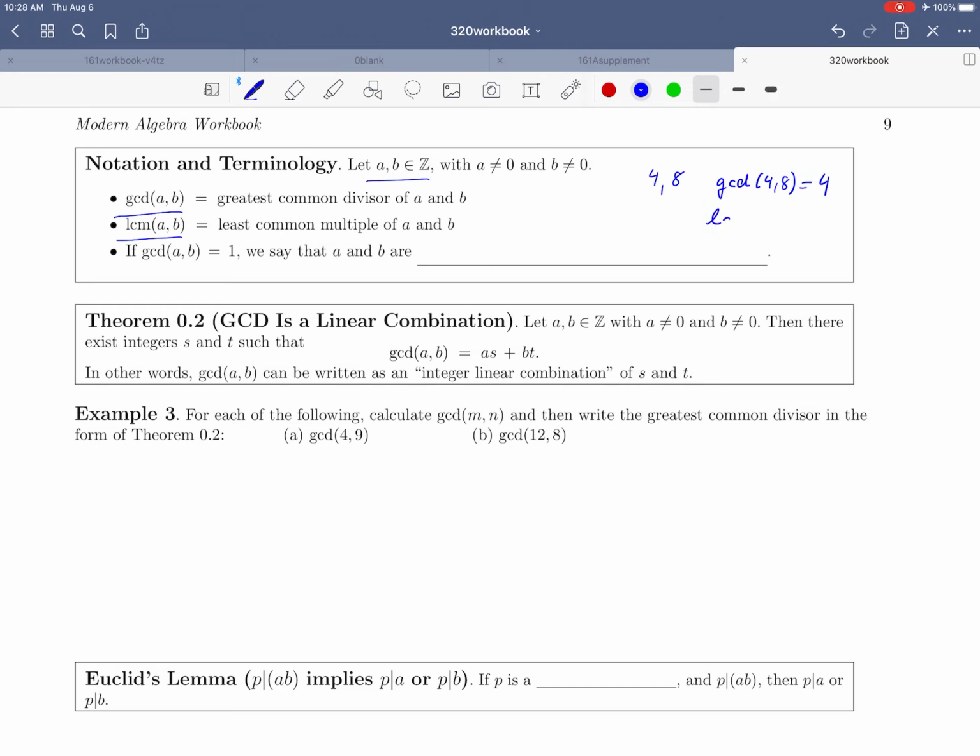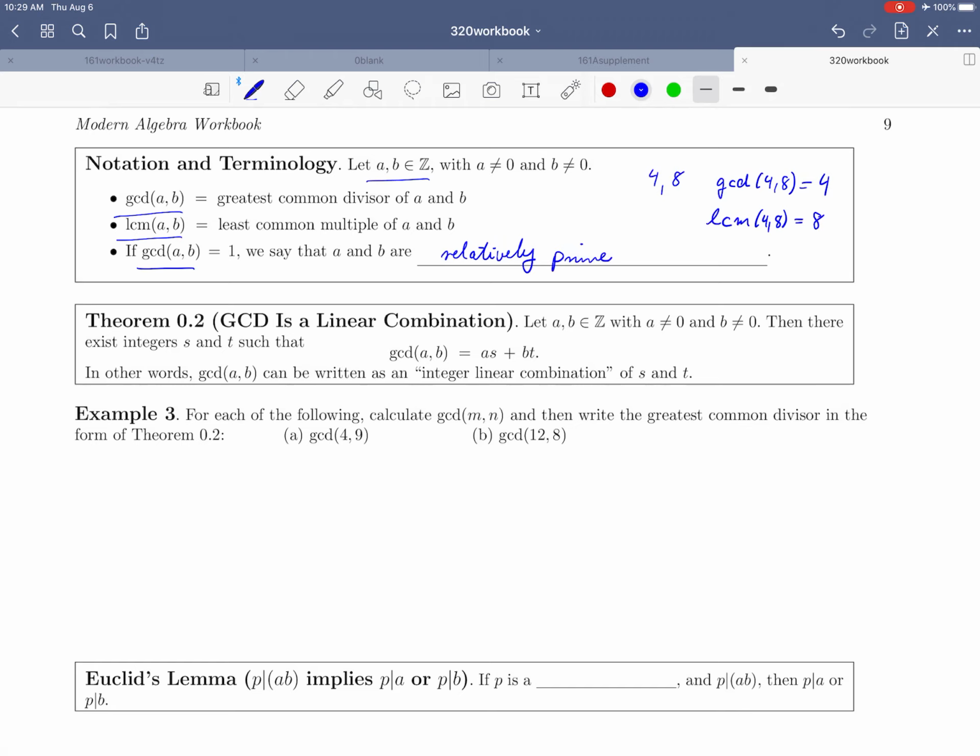And the LCM of 4 and 8 is the least common multiple. In this case, it would be 8, since it's a multiple of both 4 and 8. If the greatest common divisor of two numbers is 1, we say that a and b are relatively prime.